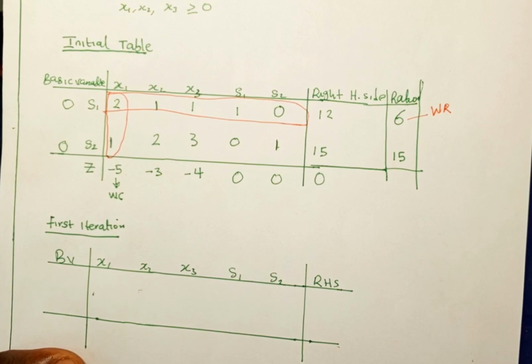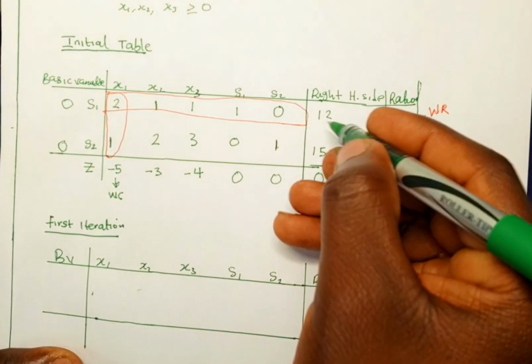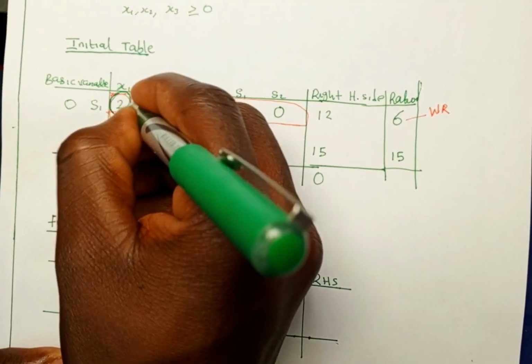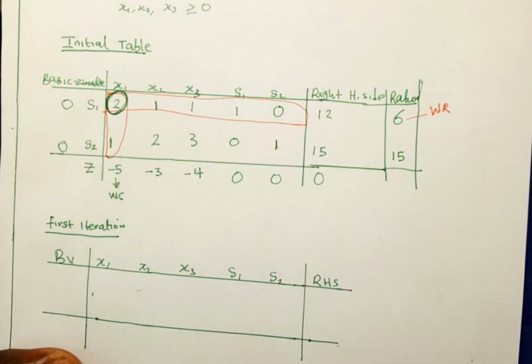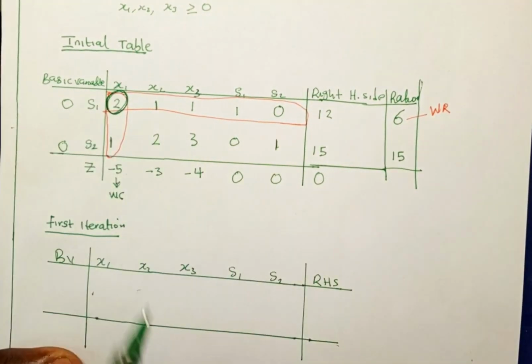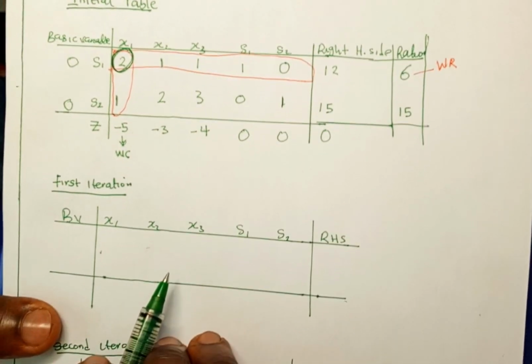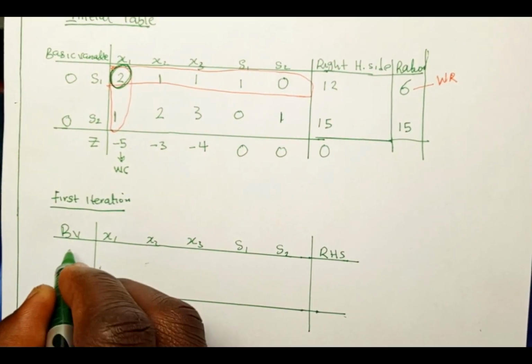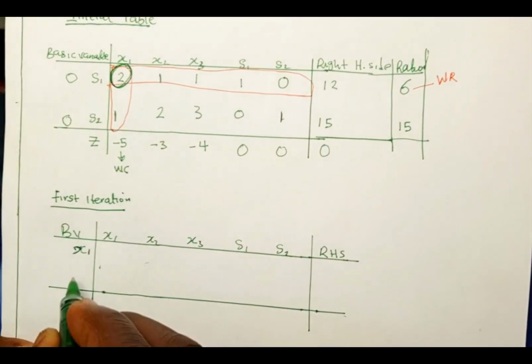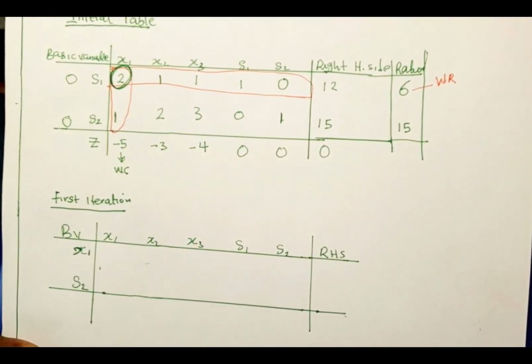So the next thing we're going to do is to find the key element. What is going to be the key element? The key element is the intersection of the working column and the working row. So if you look at these two lines, where they intersect here, this is going to be our key element. And the key element, we find it under what? Under x1. So therefore, our basic variable here is going to be x1. Then for the second row, we write s2 as it is.